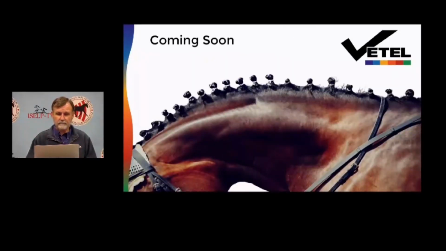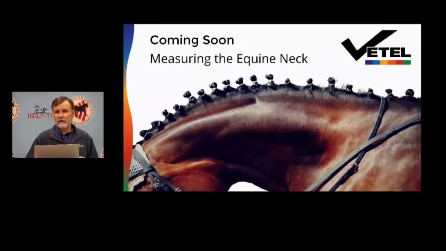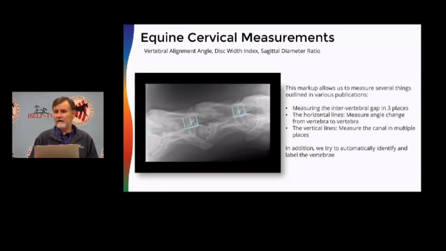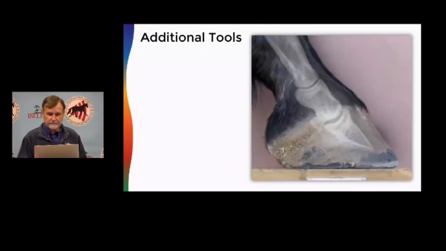Something that we're working on now that's coming soon is the equine neck. Again, we're focusing on measurement and determining if the measurements are in a normal range or a not normal range. And so with the neck, there's been several papers recently making measurements of the neck in an effort to predict anomaly or disease. And we're in the process of doing that. That will be released later this year, but again, an automated process.